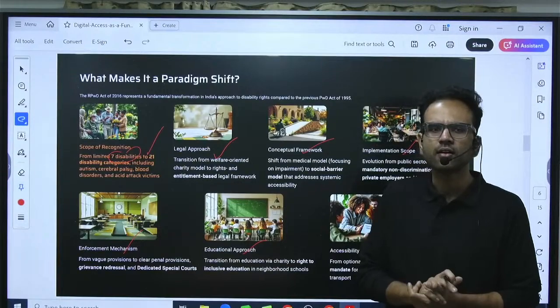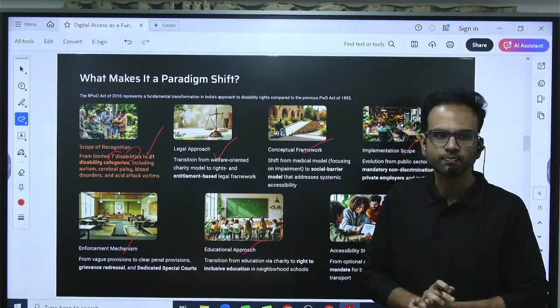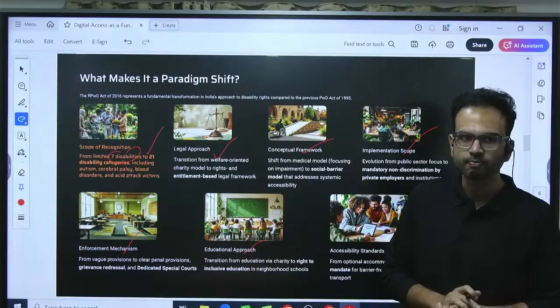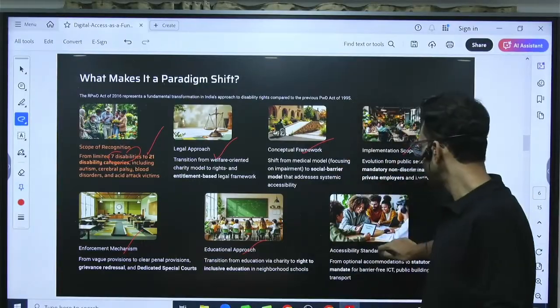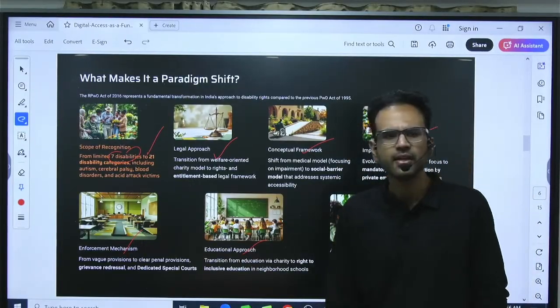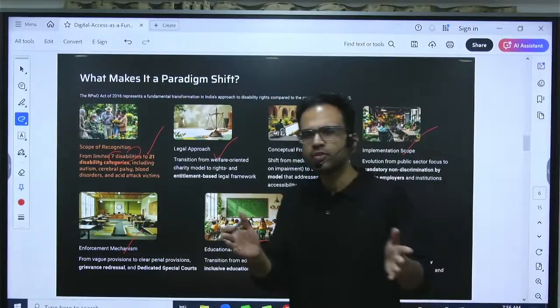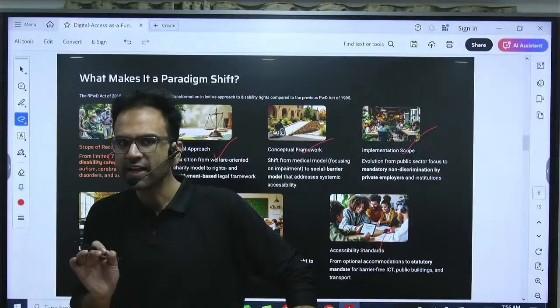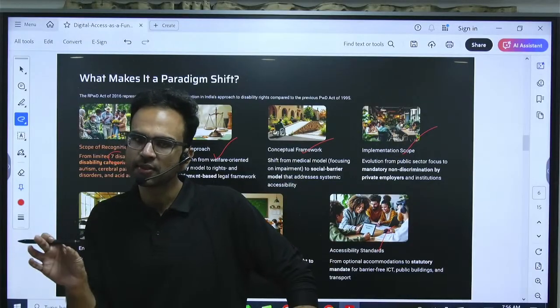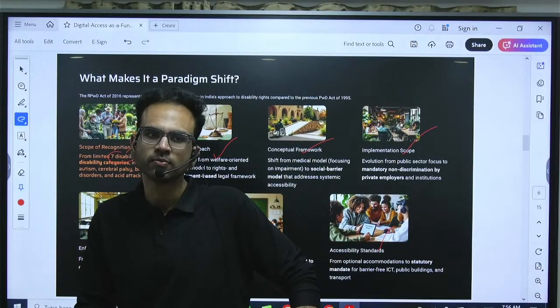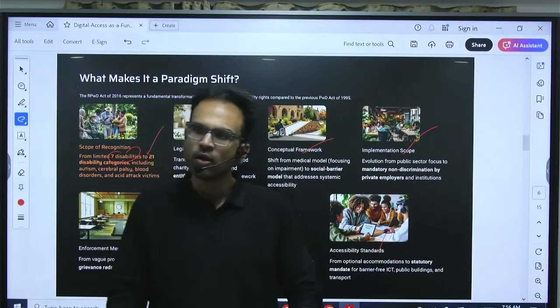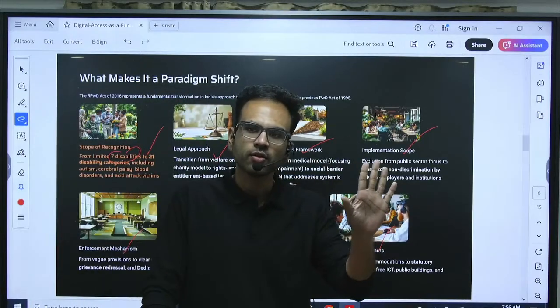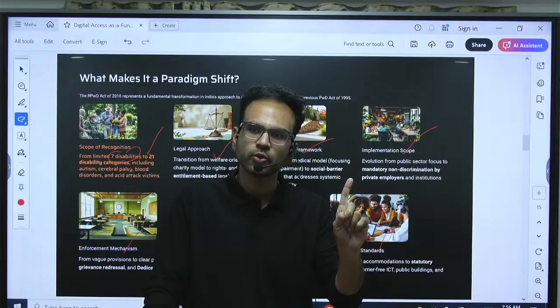They got reservation in educational institutions. That is one more. And accessibility standards, meaning we have to standardize in alignment with UNCRPD. So the standards are clearly defined and established as per the framework. Okay? Let's go back. We have talked about the concept of social contract.